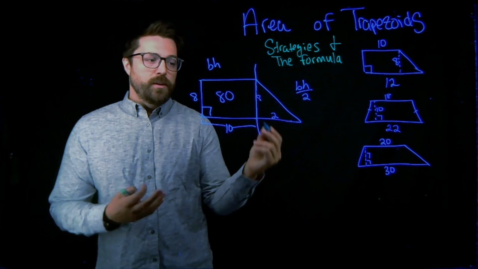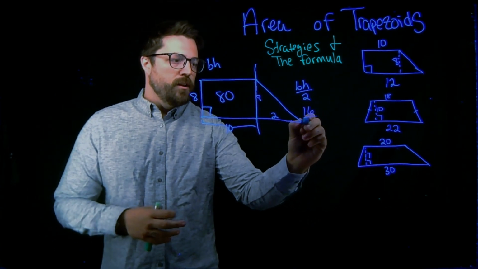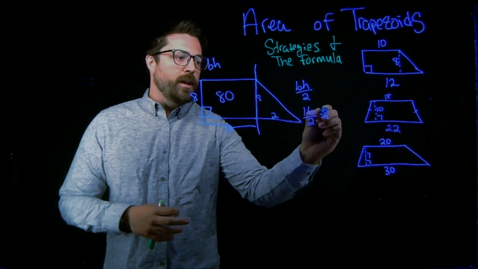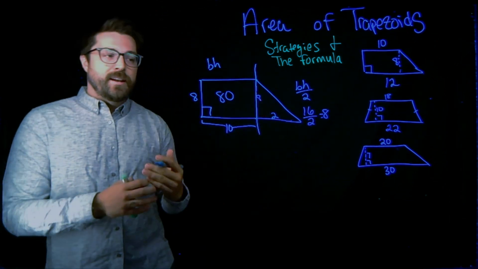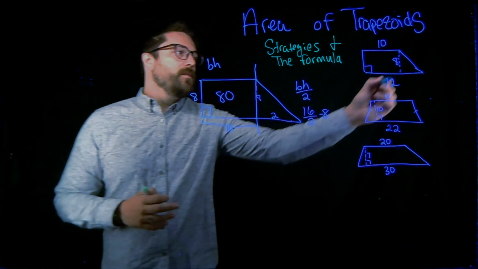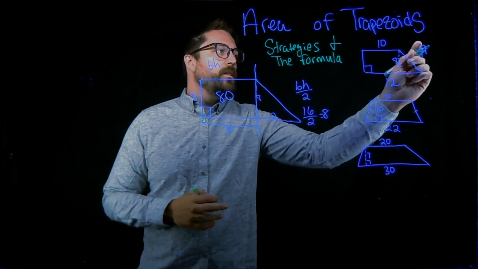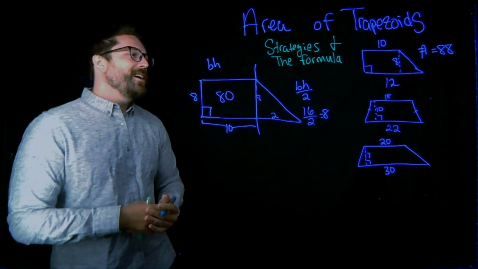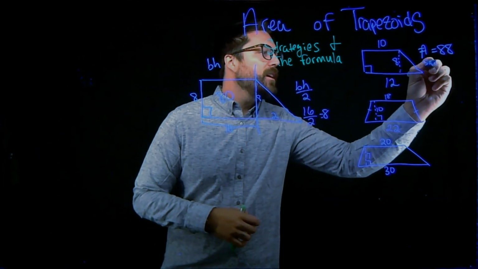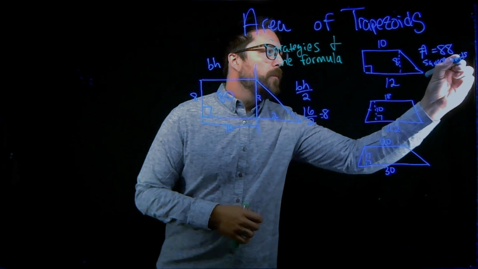So we'll just do 8 times 2, which is 16, but then we have to divide that by 2, and that's 8. So now we've decomposed, we found the two parts, 80 and 8. The area for this one here is 88 square units. I'll go ahead and write that, 88 square units.